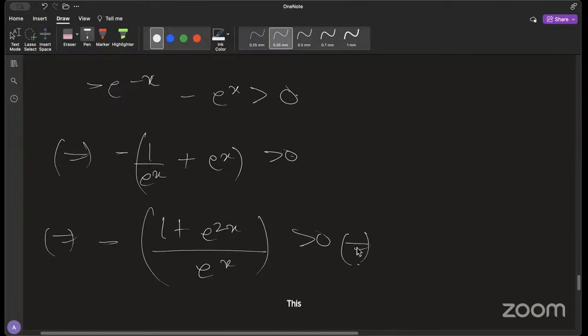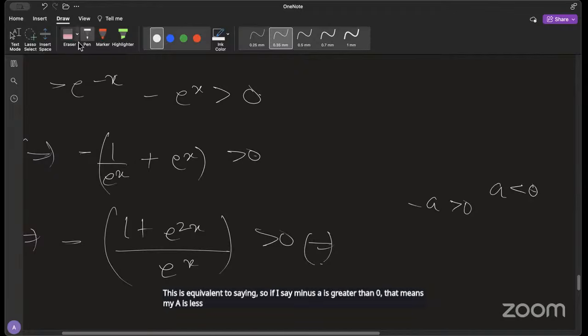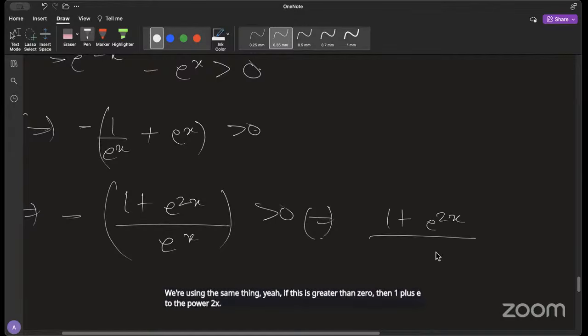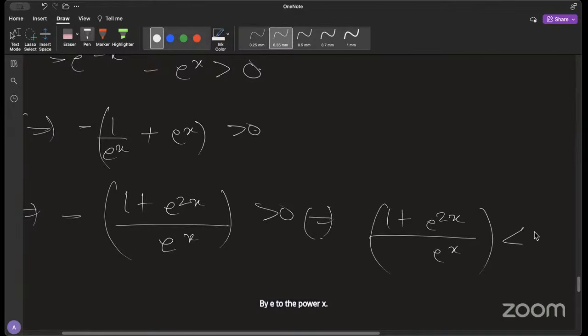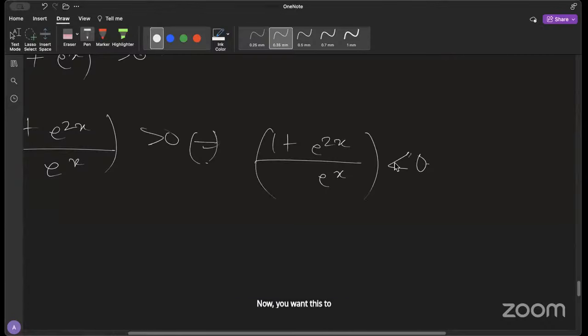This is equivalent to saying, if I say minus a is greater than 0, that means my a is less than 0, right? We're using the same thing here. If this is greater than 0, then 1 plus e to the power 2x by e to the power x should be less than 0. Now you want this to be less than 0, right? That would mean you want either both of these, the numerator and denominator, to be positive.